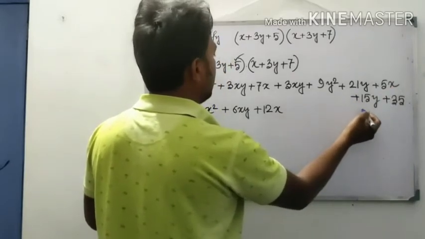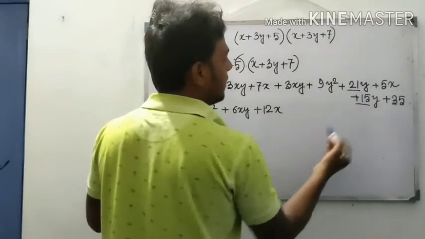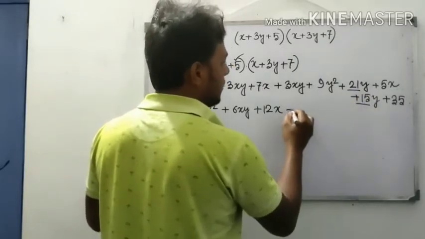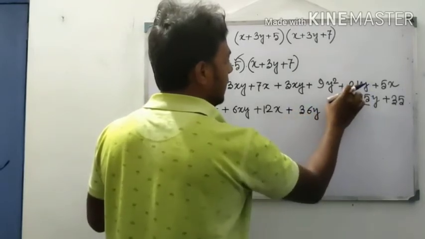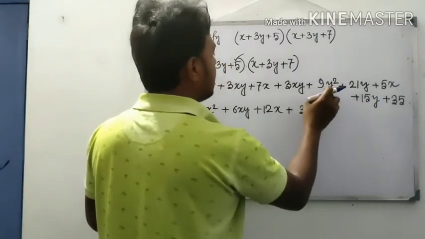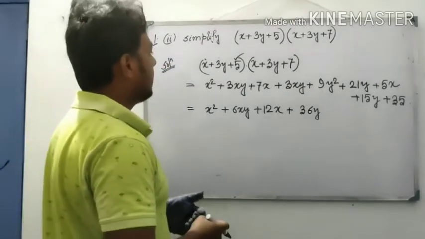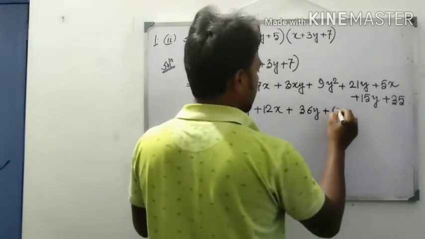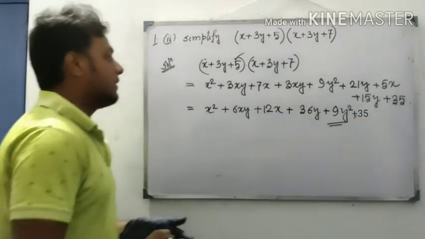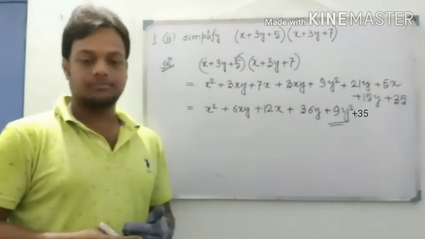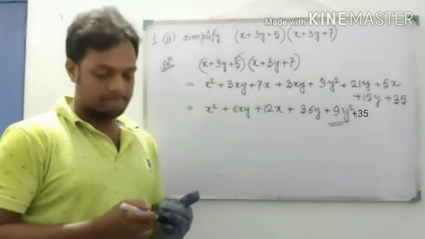After that, the y related terms: only one time, sorry, two times. This is one and this is another, and both are of the same sign, so it will be 36y. Next only y square is left. So 9y square is there, and no more y square term is there, so it is only 9y square. This completes the solution. This is the simplification. Hope all of you understand.